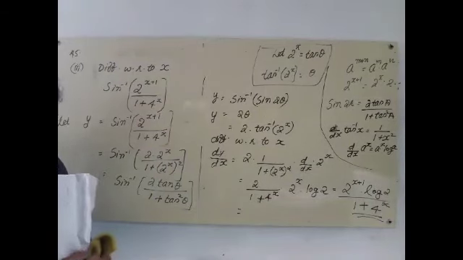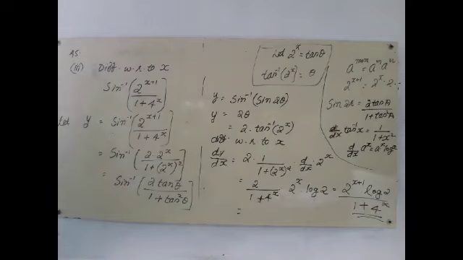I would like to explain this once more. Please listen properly. The question is, differentiate with respect to x, sine inverse of 2 raised to x plus 1 divided by 1 plus 4 raised to x. Here y is equal to sine inverse of 2 raised to x plus 1 divided by 1 plus 4 raised to x. 2 raised to x plus 1 we write as 2 into 2 raised to x. 4 raised to x, we write 2 raised to x the whole square.